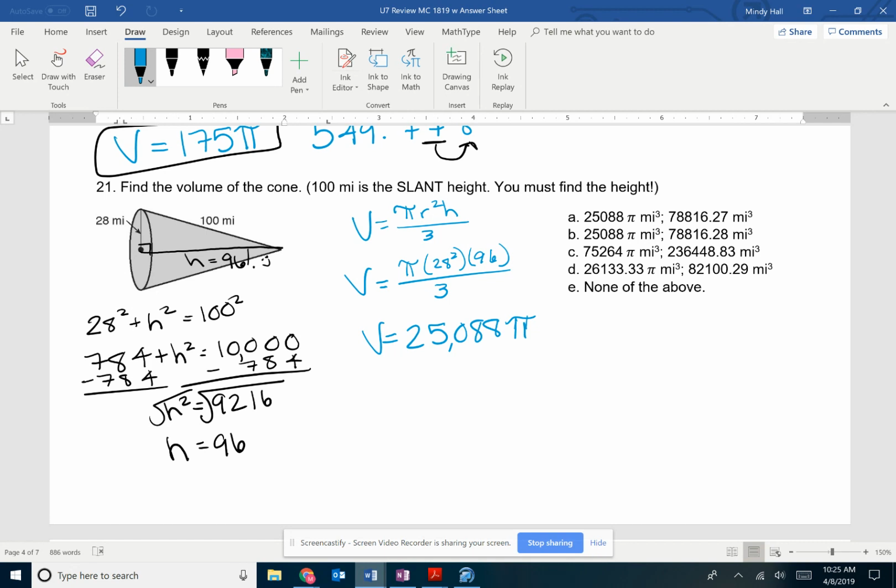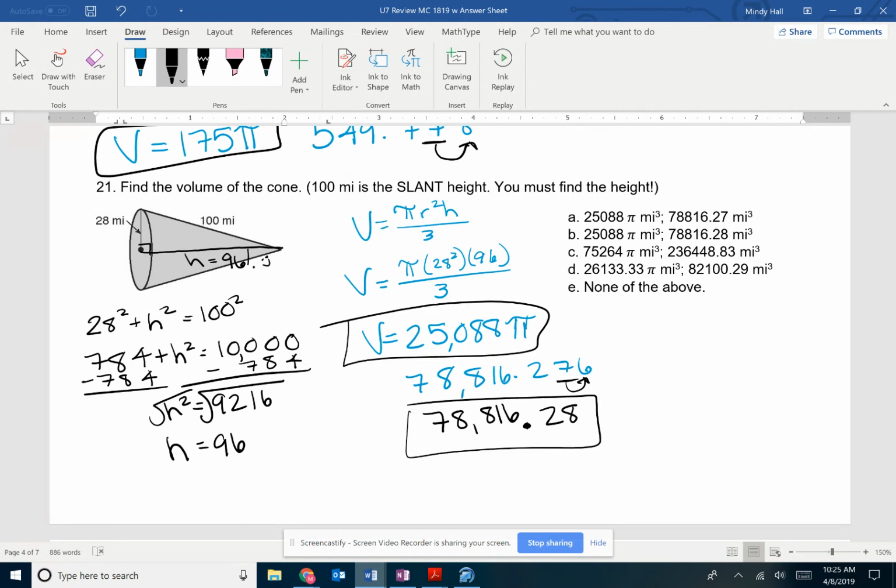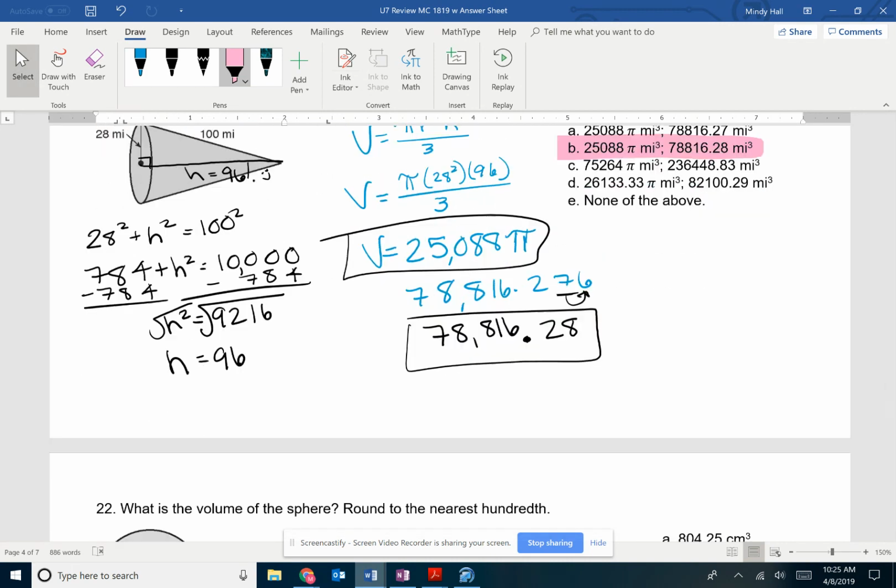So then multiplying by pi, that gives us 78,816 point, and this is nearest hundredth, 276. So because that's a 6 next to the 7, it's going to be 78,816.28. So this one and this one. So then looking at our answer choices, that would be option B for number 21.